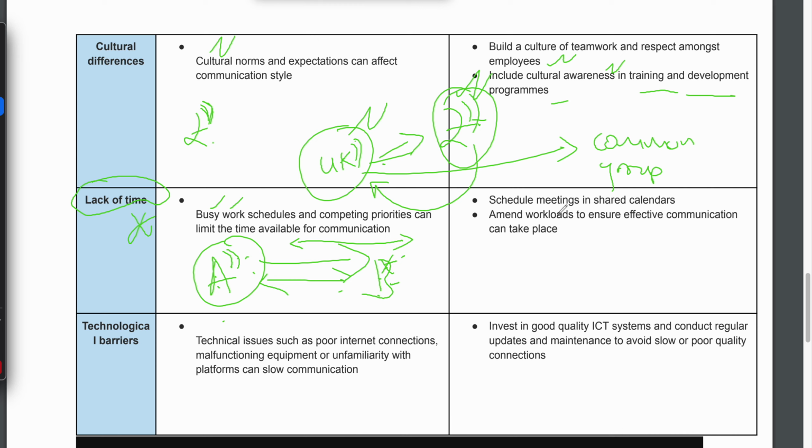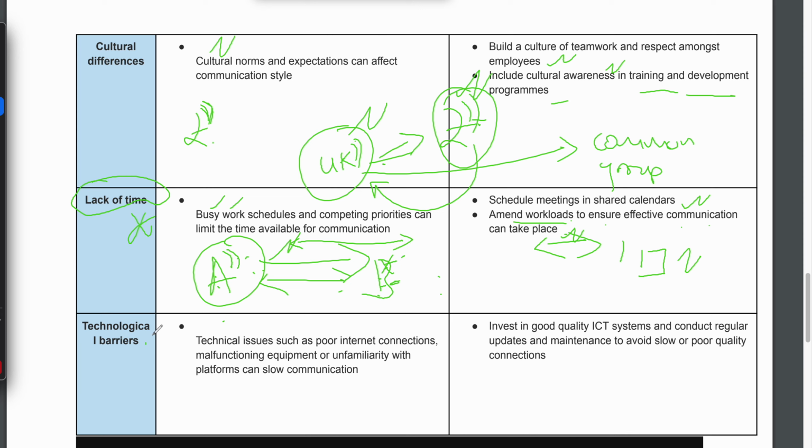So at the end of the day, we can have scheduled meetings in shared calendars, so that maybe A won't forget about a date that they have with B, or the priorities that they have with B. That's what I'm talking about. Or else A can amend workloads to ensure that effective communication can always take place. The schedules and workload have to be minimized or arranged in such an order that there is still room to communicate with the departments in the organization. I hope that is making sense.